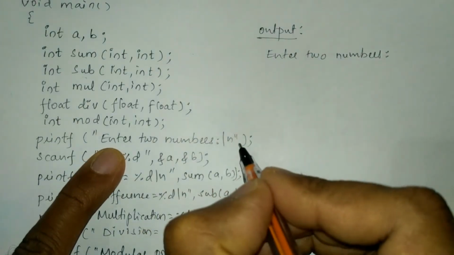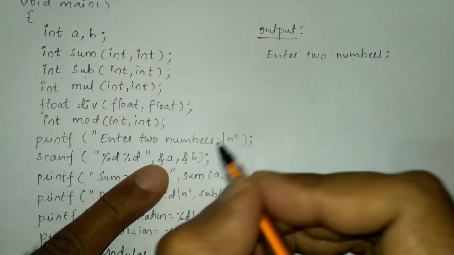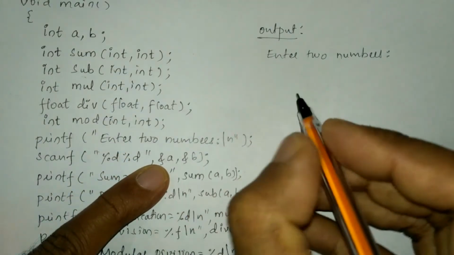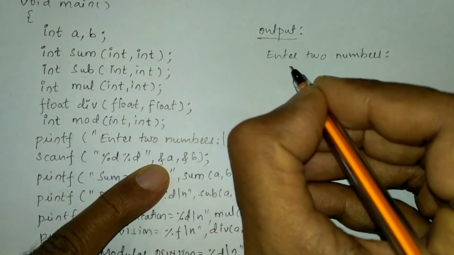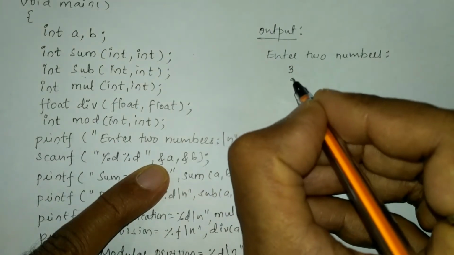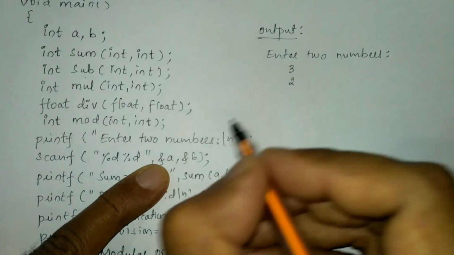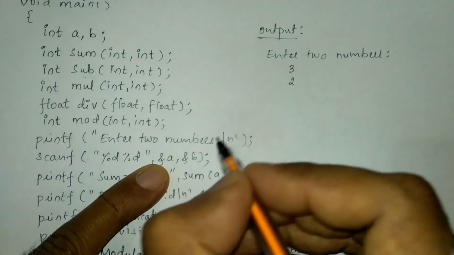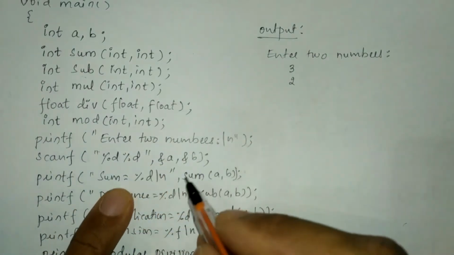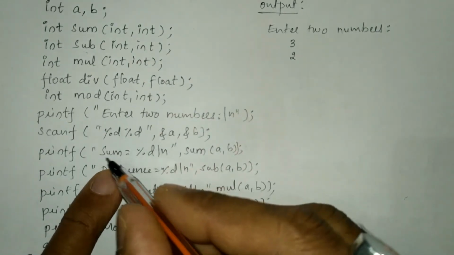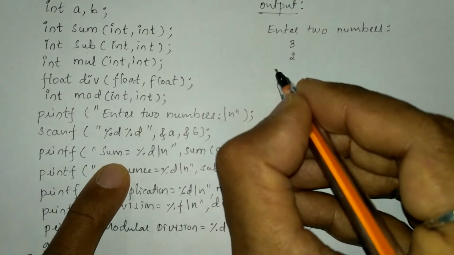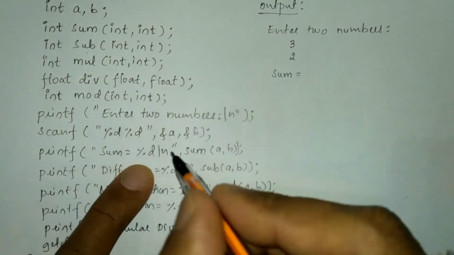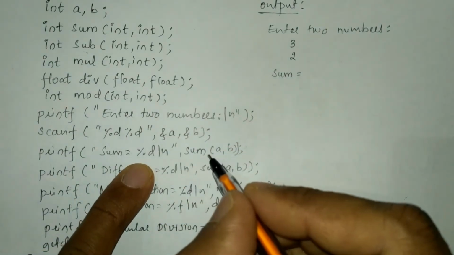So just because of this \n, the cursor will come down to the next line, and both a and b will receive the value. For example, I'm going to write over here 3 and then 2. So 3 is assigned to a and 2 is assigned to variable b. Now you can see the compiler encounters printf sum is equal to. So here it is going to print sum is equal to %d, and here is a function call.